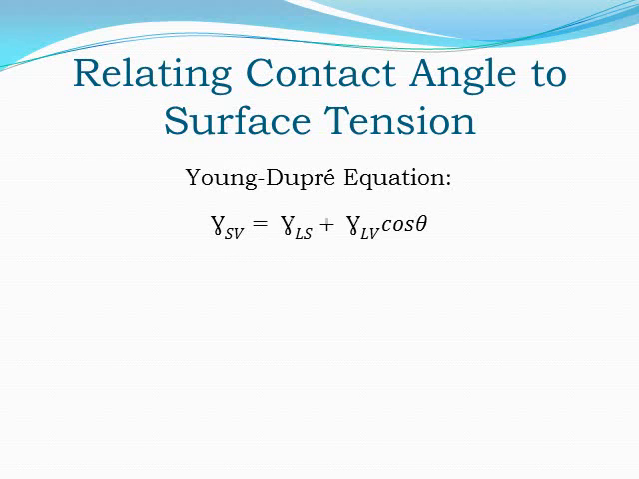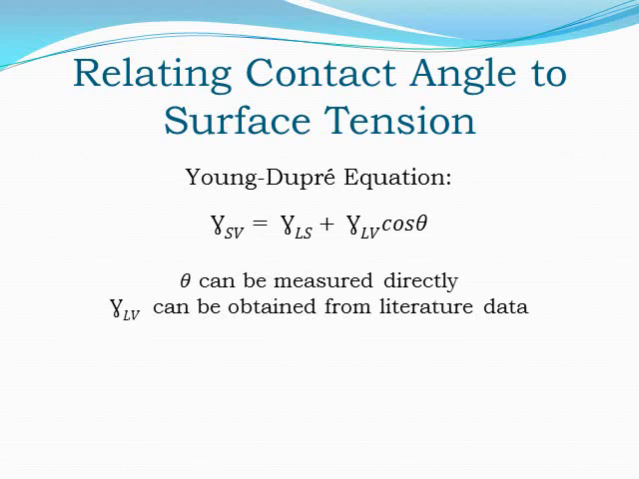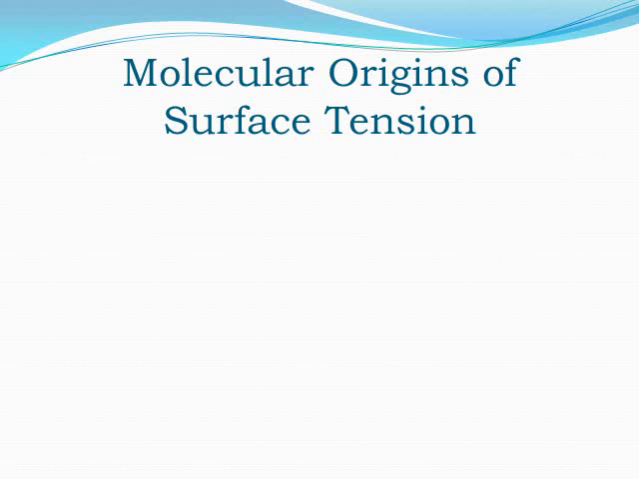The contact angle is related to the surface tension by the Young-Dupré equation, and while theta can be measured directly and gamma LV can be attained from literature data, this still leaves us with two unknowns to solve for. Solving for the surface free energy requires relating these interfacial surface tensions to either an empirical equation of state or by dividing the interfacial surface tensions into separate interactive force components.